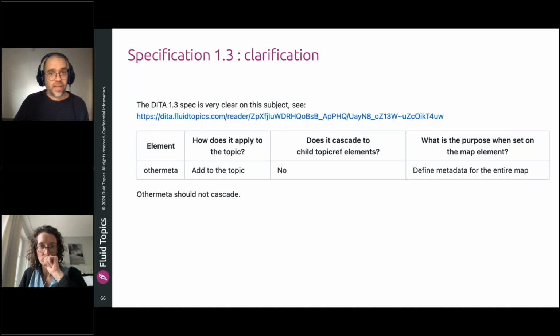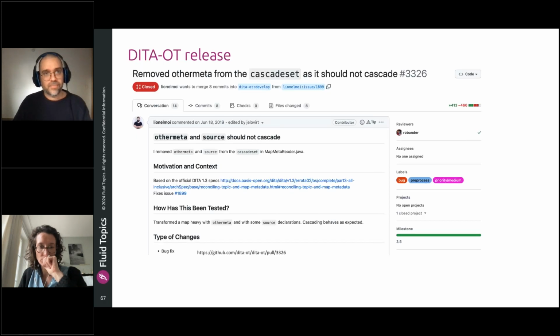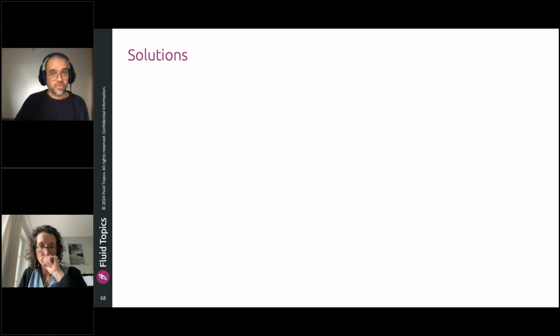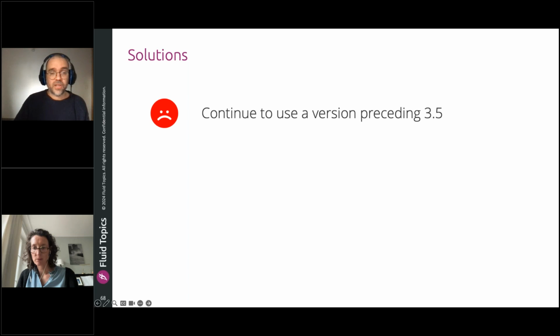And then we had a fix later for DITA-OT, and we had customers who were used to retrieving information propagated at the topic level, and once they migrated to a newer version of DITA-OT, they noticed that they didn't retrieve the information at the topic level. And that was a challenge. What is possible? Typically, continuing to use a version preceding 3.5, because it is at this moment that the inheritance of other meta stopped.